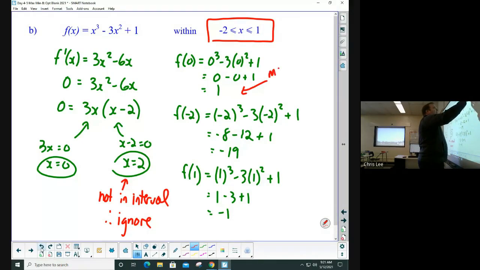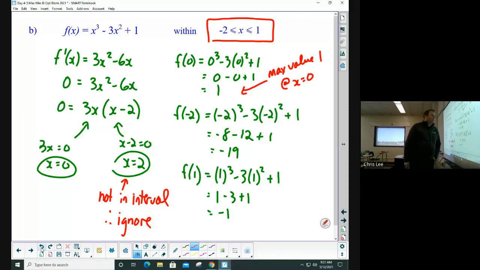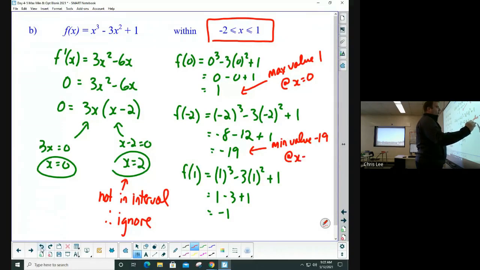And so the max value is 1, and it happens at x equals 0. And our min value has to be this guy. Min value is -19, and it happens at x equals -2.